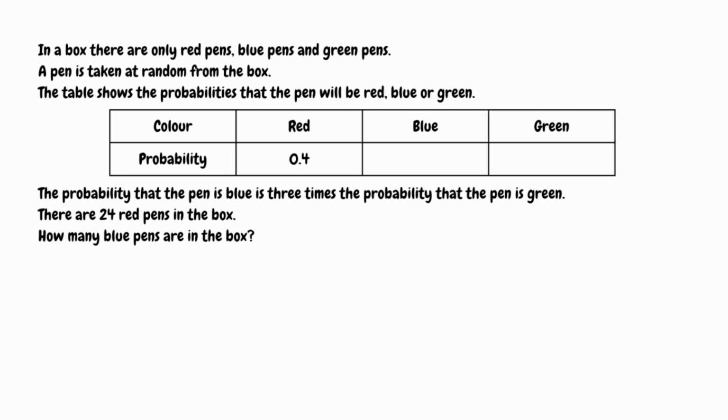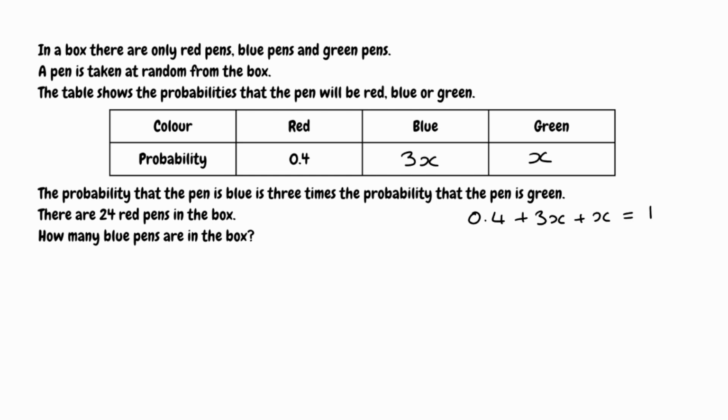Looking back at what we're told, the probability that the pen is blue is 3 times the probability that the pen is green. So for the probability of green, I'm going to give it the expression x, and the probability of blue is 3 times the probability of green, so it's 3 times x, which gives us 3x. Now we've given the probabilities of blue and green an expression, we can create an equation. We know that all probabilities must always add up to 1, so if I add this 0.4 with our 3x and this x, that must all add up to 1.